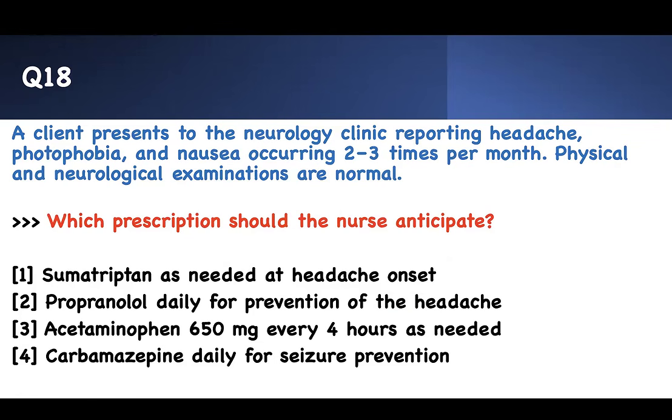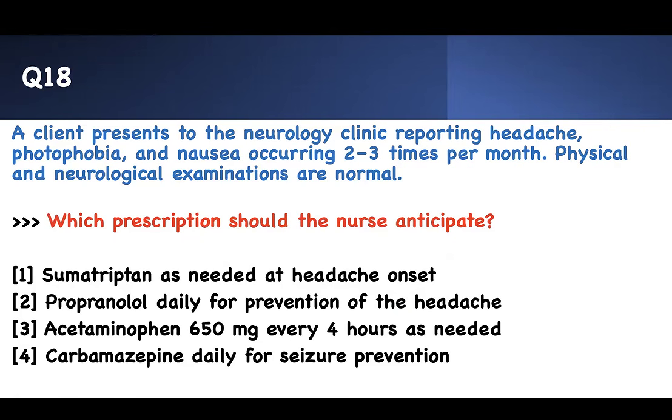You have to know the three types of headache: tension, cluster, and migraine. And photophobia is key to distinguish between them to be what? Migraine. But look at the question. It said two to three times per month. Do you give them sumatriptan as needed at headache onset? As soon as your headache starts, then you take it? Or you let them take medication every day? Or you give them acetaminophen every 4 hours as needed?